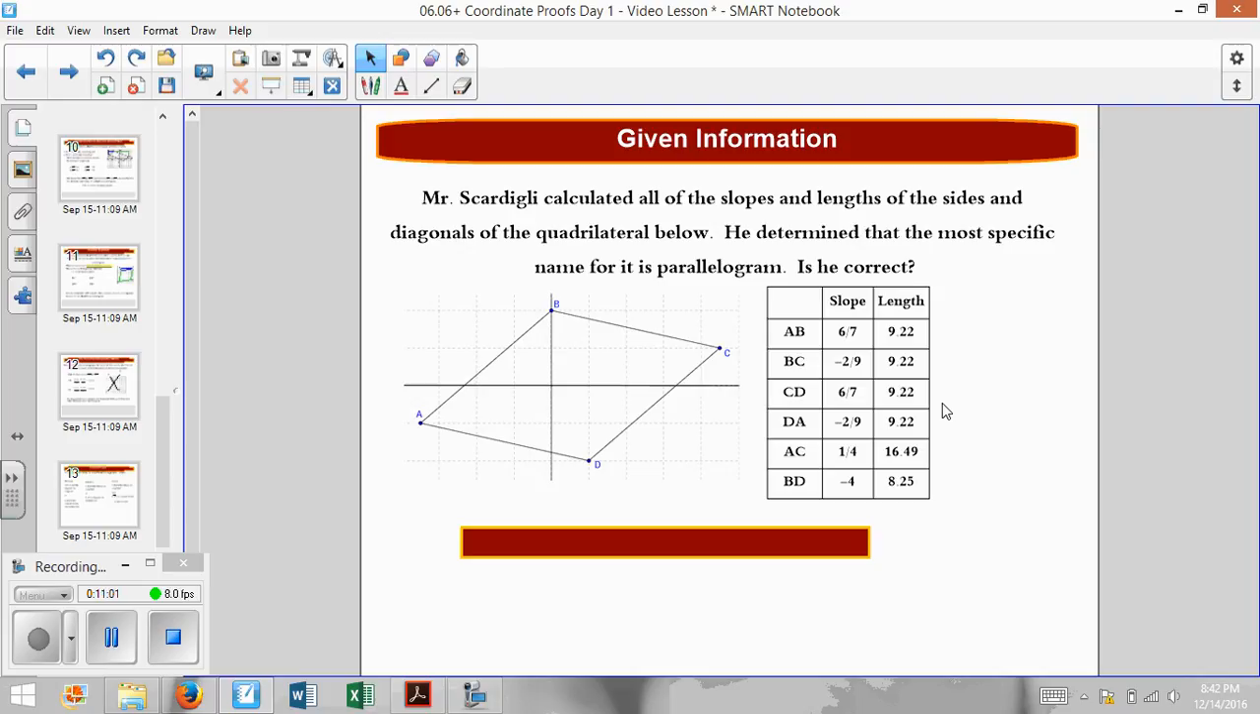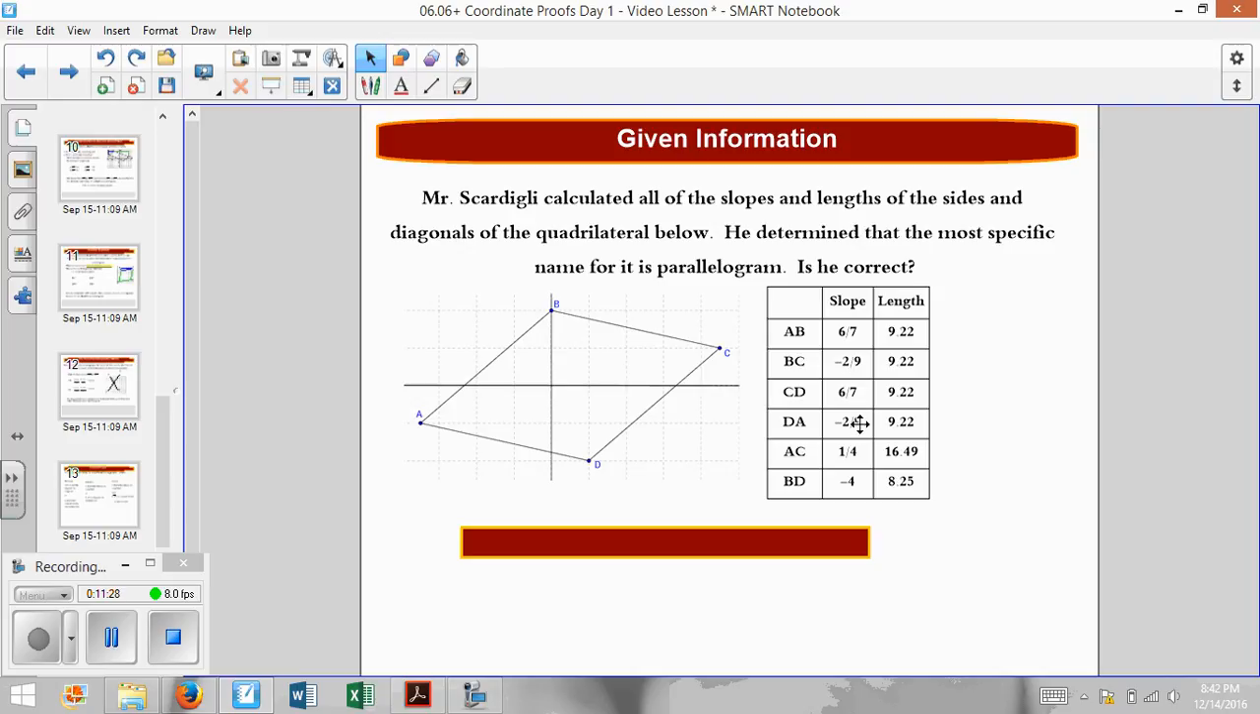It says Mr. Scardigley calculated all the slopes and lengths of the sides and diagonals of the quadrilateral below. He determined the most specific name for it. Is it a parallelogram? Is he correct? Well, it does in fact look like a parallelogram, but that's not mathematically sound. So let's see here. We got some slopes, 6/7, 6/7, negative 2/9, negative 2/9. Well, that right off the bat tells me these are parallel, and these are parallel. So that's good. That's a good start.